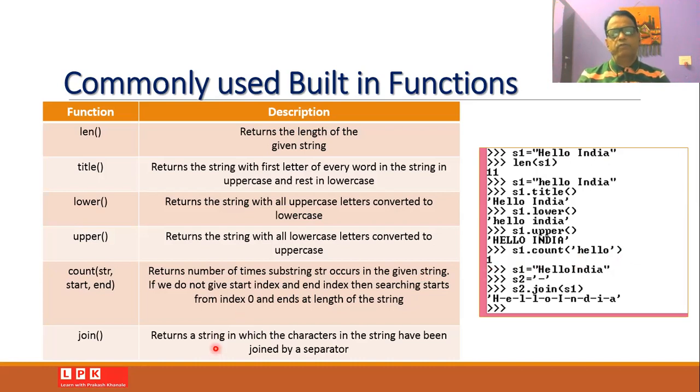Join is a function which will return a string in which the characters in the string have been joined by a separator. So if I say s1 is equal to Hello India, s2 is equal to dash, and if I give the command s2.join s1, then you will find that all the elements will be joined by using this dash, and therefore I will get the string h dash e dash, like that, as shown in this window.